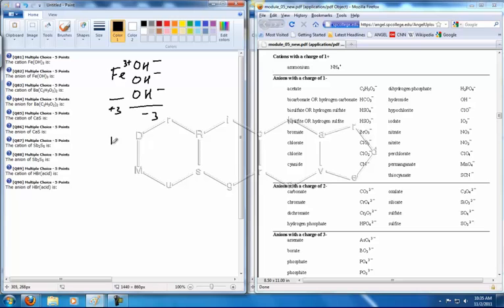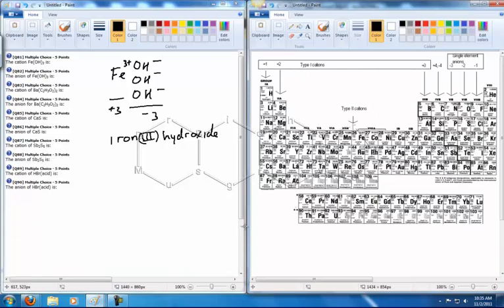So the name of this is going to be iron 3 hydroxide. And iron, if we look at the periodic chart, you'll see that it is a type 2 cation, so that's why we have to include the 3 in the name, because Fe could be 2 or 3, and we need to know which one it is from the name, and that's how we would know. Alright, let's look at the next one.